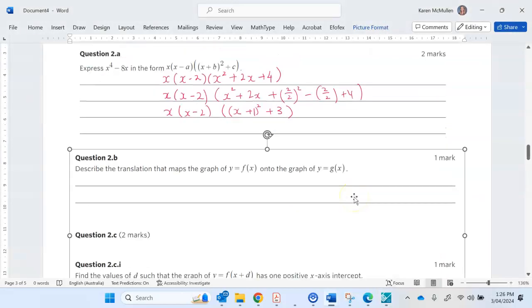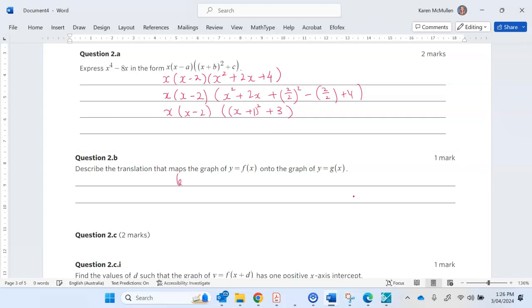All right, so can I write that down? Where did I put my stylus? All right, so it's left 1 unit.